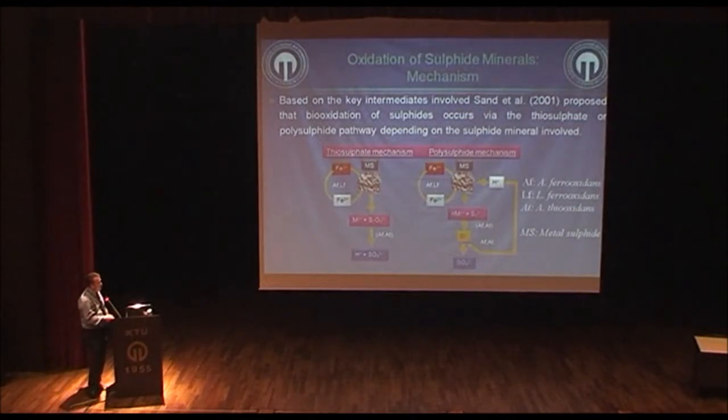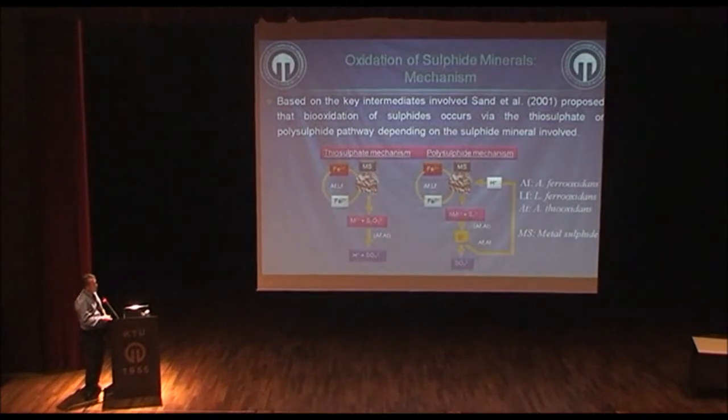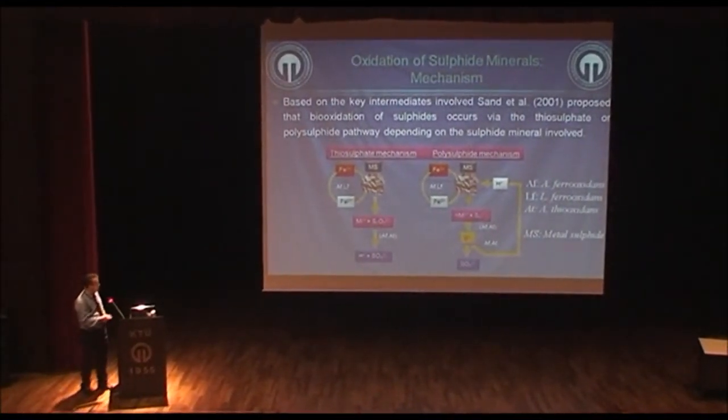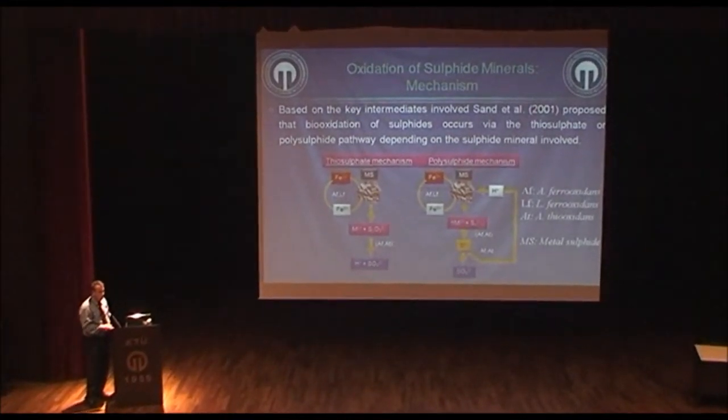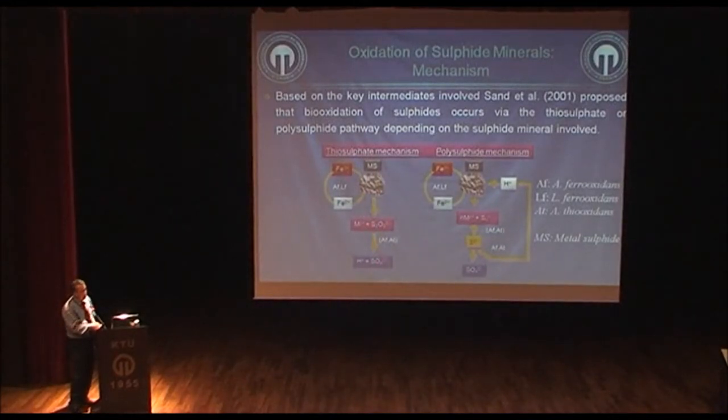So, based on key intermediates involved, Sand et al. proposed that biooxidation of sulfides occurs via the thiosulfate or polysulfide pathway, depending on the sulfide mineral involved. Which means minerals like pyrite can be oxidized directly to sulfate through the formation of thiosulfate as the primary sulfur intermediate. On the other hand, sulfides like sphalerite or arsenopyrite can be oxidized within the system by ferric iron or acid attack, and they generate elemental sulfur on the mineral surface, and if there are sulfur oxidizers within the system, they can remove the sulfur formed on the mineral surface.